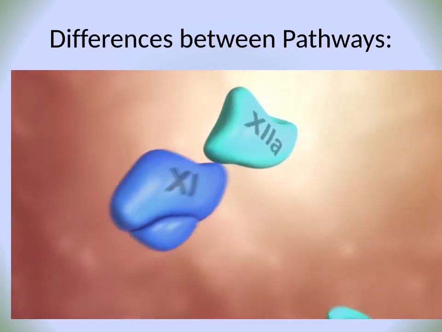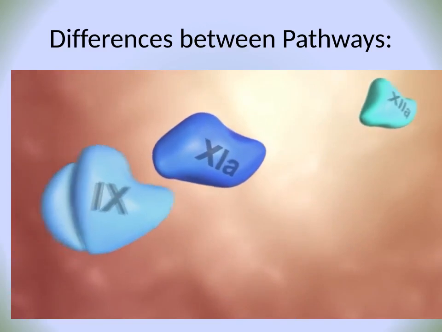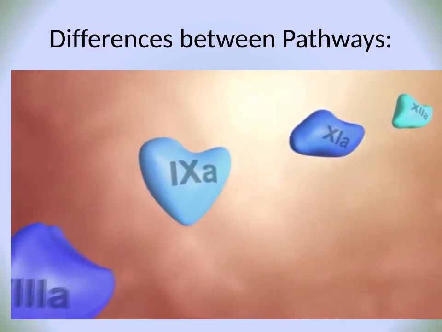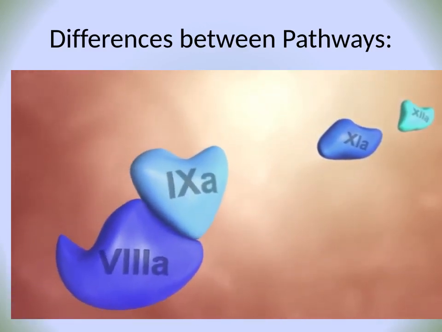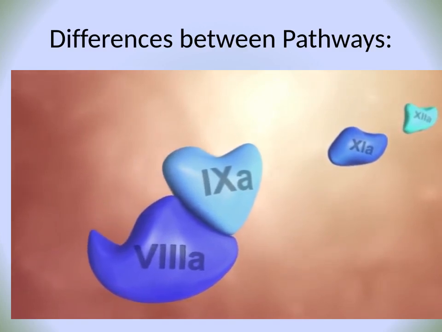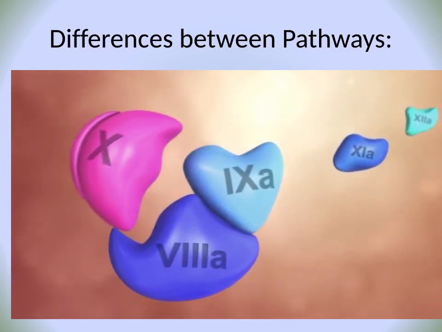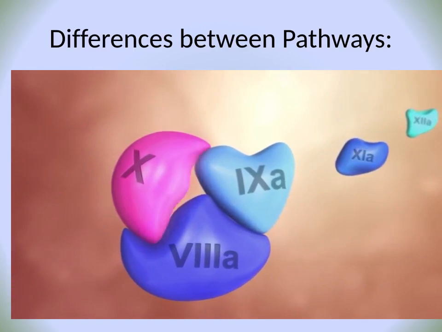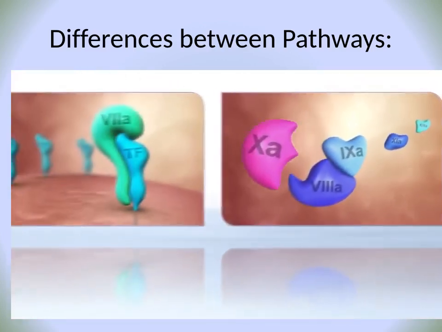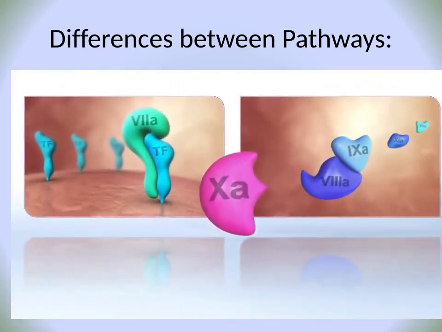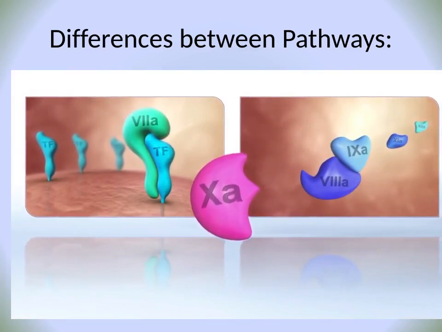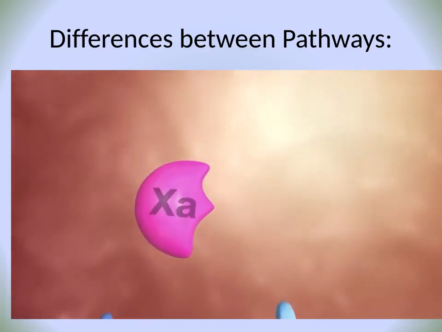The intrinsic pathway consists of various coagulation factors activating each other in a chain reaction. At its end, a complex with an additional cofactor is formed. This complex now activates factor 10. Since the two pathways merge at the level of factor 10A, this factor has a pivotal role in the coagulation cascade.